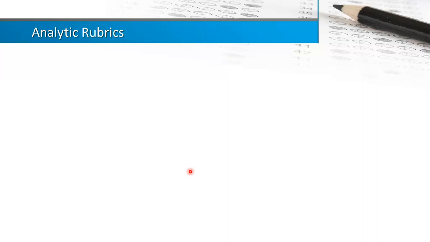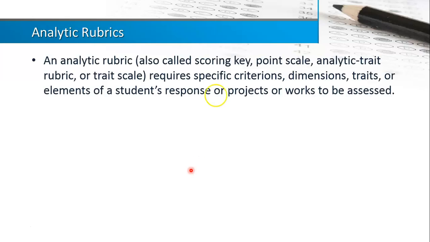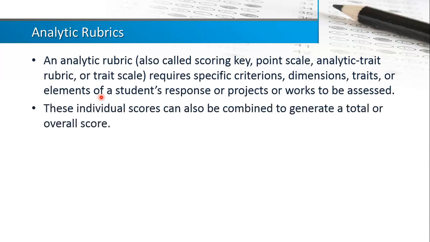Then the analytic rubrics. This one is called a point scale, scoring key, analytic trait rubric, or trait scale. It has specific criteria, dimensions, and traits or elements. The criteria are much similar to a checklist, with very detailed, specific behaviors that we want to observe and give a score for. Then the individual scores are combined to generate a total overall score.